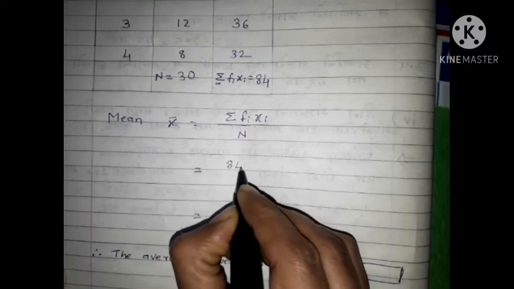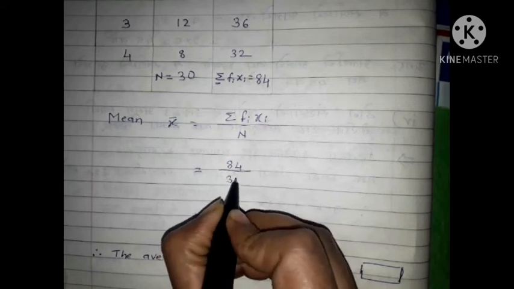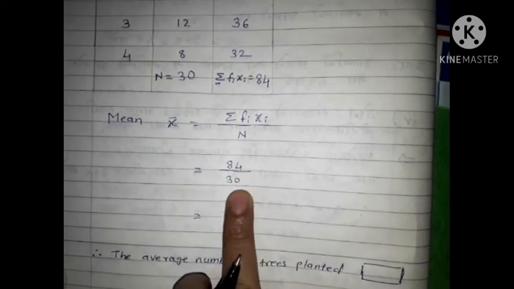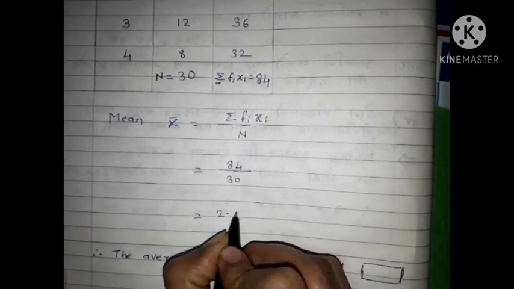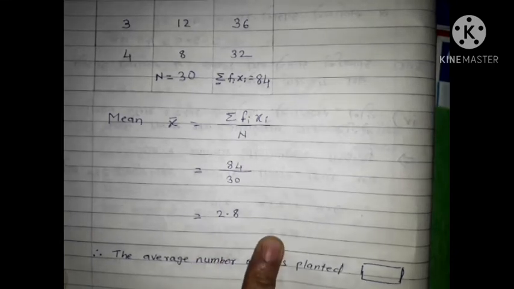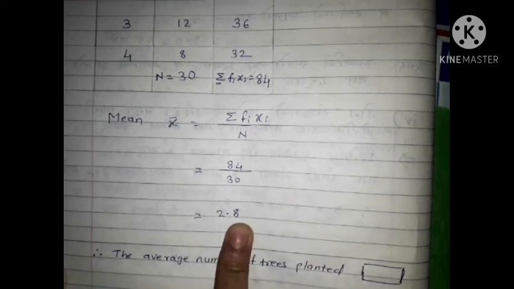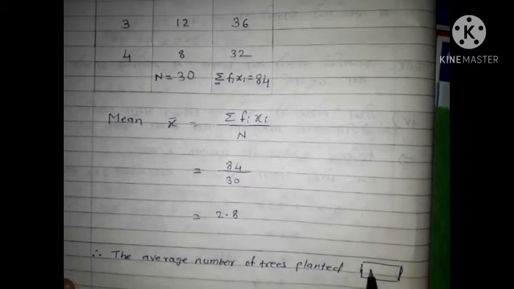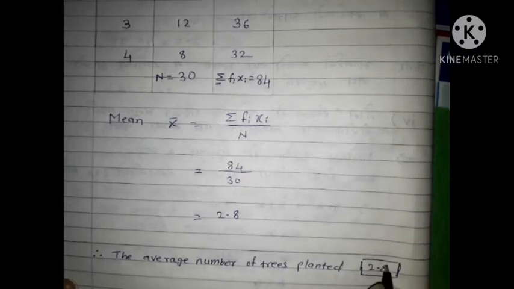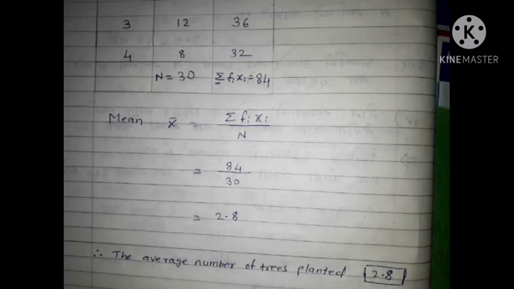84 divided by n. The value of n is 30. We divide 84 by 30 and the answer will be 2.8. The division of 84 by 30 is 2.8. The average number of trees planted is 2.8. This is the answer, the average number of trees planted.